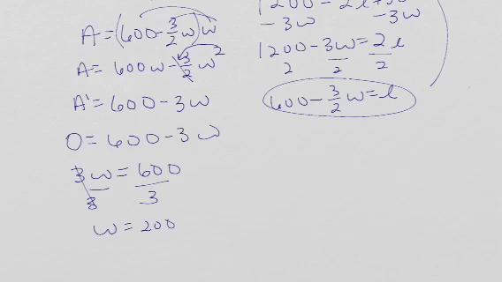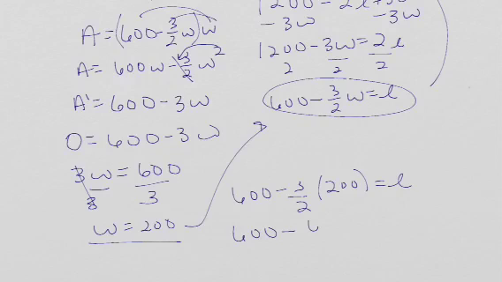So the length of the enclosure to maximize the area, well, if this is the input, then I can plug that back into my perimeter equation here, and 600 minus 3/2 W, well, W is 200. So then I get 600 minus 600 over 2 equals L. So that's 600 minus 300. So the length of the largest enclosure is 300.